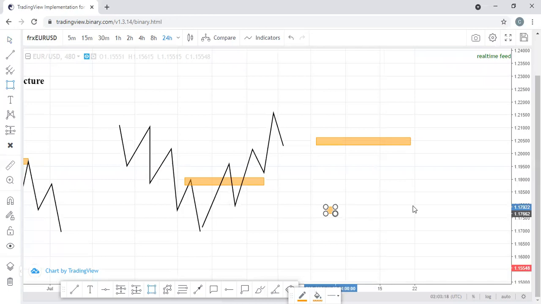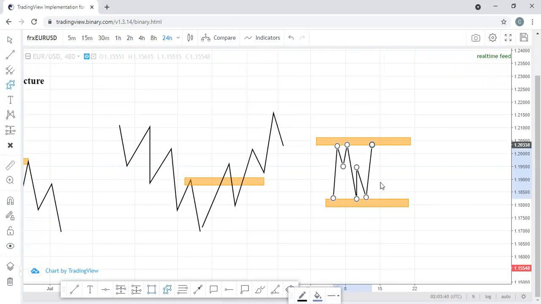So remember what our range looks like. It looks like this. Don't forget what our range looks like, or consolidation. So you see the market is in between the range, doing this, doing this, doing this, that kind of stuff. All right. So now this is the range.